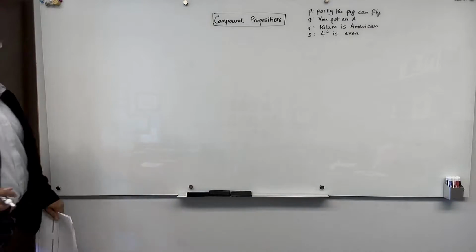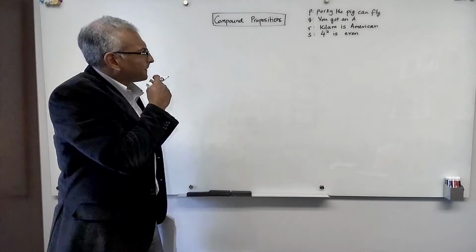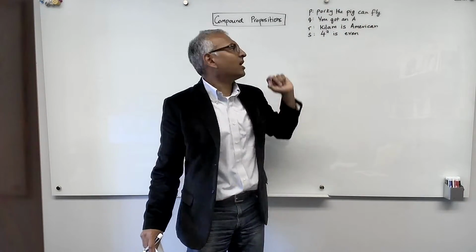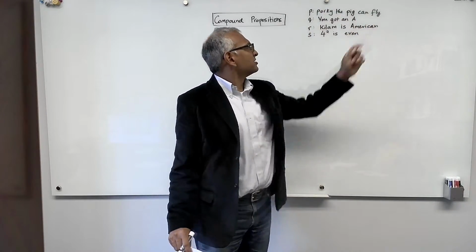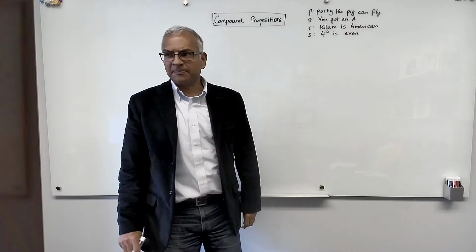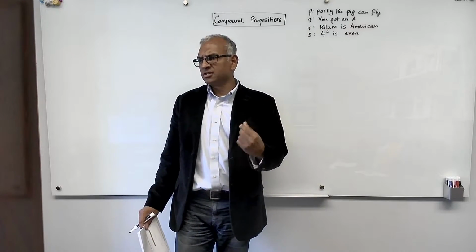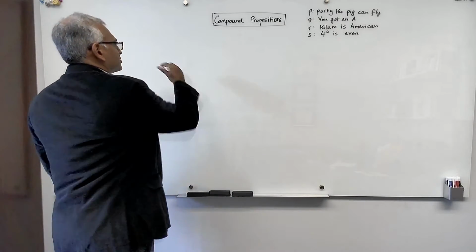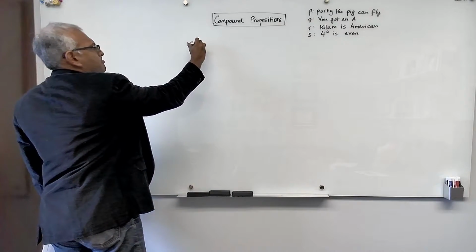Okay, so let's talk about compound propositions. Okay. And we have our original propositions, P, Q, R, and S. Porky the pig can fly, you got an A, Killam is an American, 4 squared is even. Okay. And now compound propositions are ways of combining these, as we already mentioned, to get more complex propositions. So let's start with not.